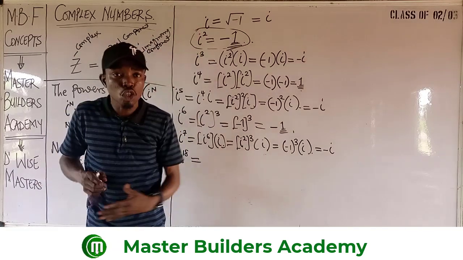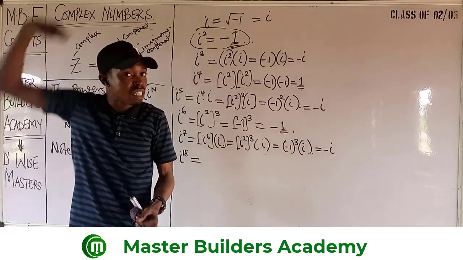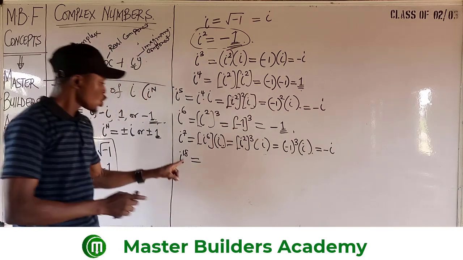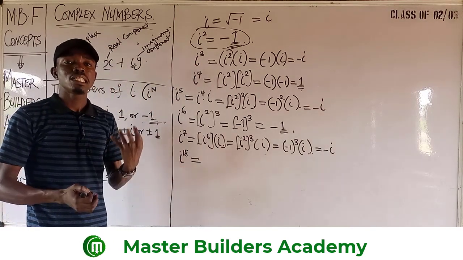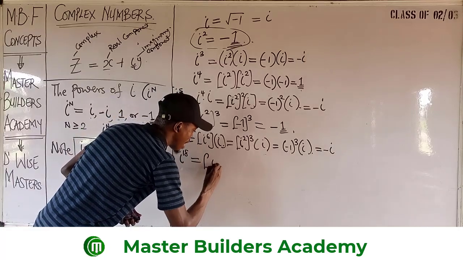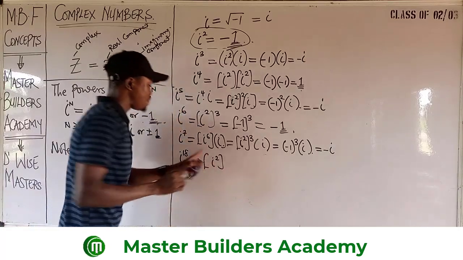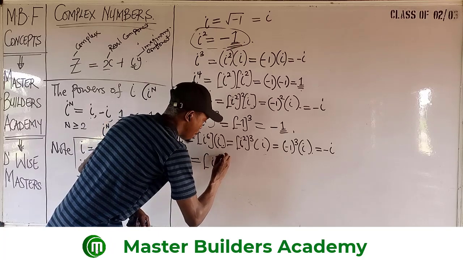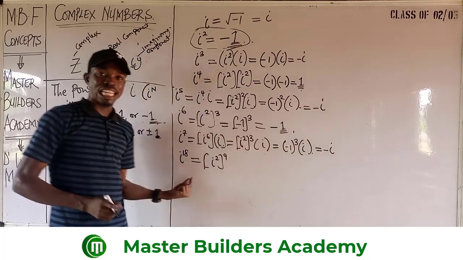So if it is an even number, all you need to do is divide it by 2. So this is an even number. If I divide 18 by 2, I will have 9. So all I need to do is have i raised to the power of 2. Divide 18 by 2, you have 9. Put the 9 outside. 2 times 9 gives us 18.